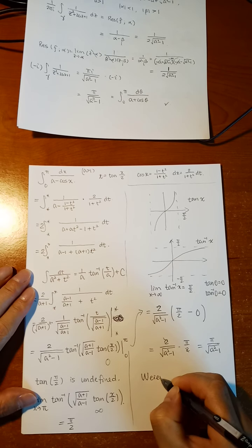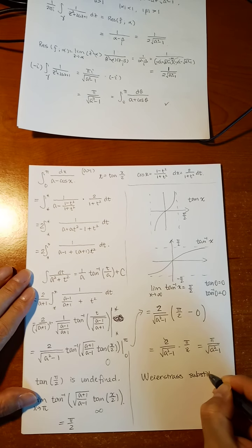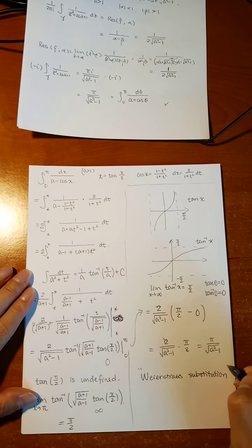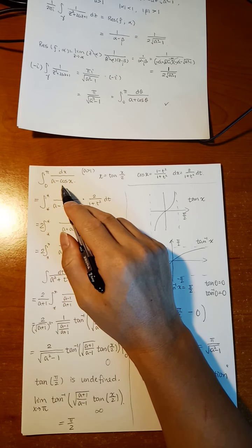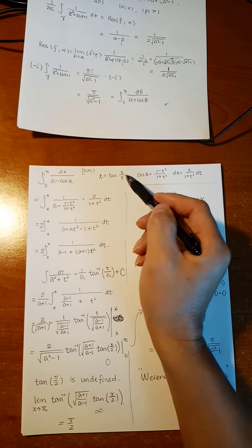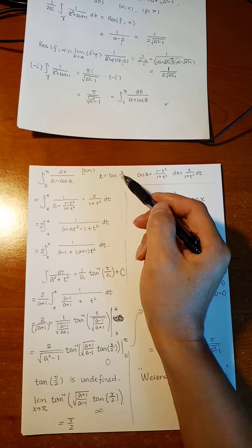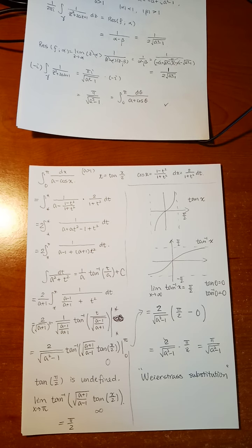Weierstrass substitution just means when you have a cosine x combined with other polynomials, especially a constant, possibly you will use this t equal to tangent of x over 2. T is equal to the tangent of x over 2. Then you may get a surprising result. This is the Weierstrass substitution.